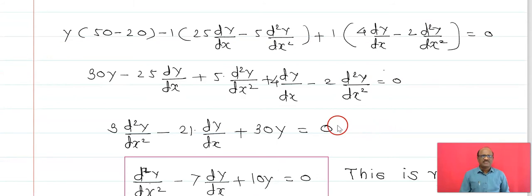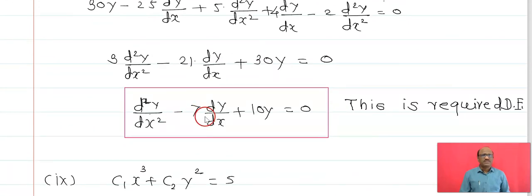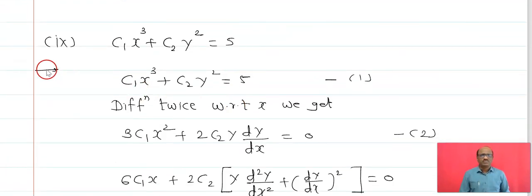And then you will get 3 d2y by dx square minus 21 dy by dx, because here is 4 dy by dx and minus 25 dy by dx, then you will get minus 21 dy by dx plus 30y. Therefore the differential equation is d2y by dx square minus 7 dy by dx plus 10y equals 0. This is the required differential equation. Now the next is problem number 9.